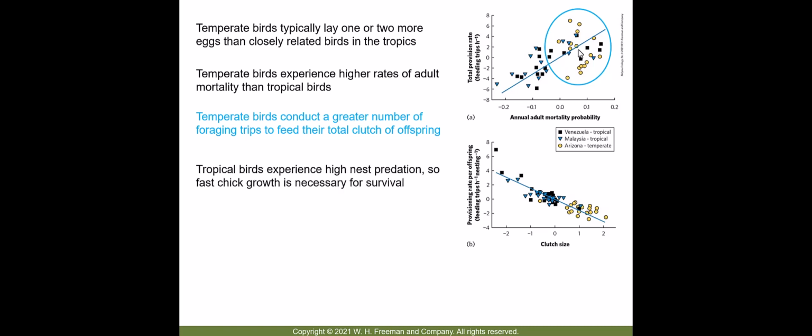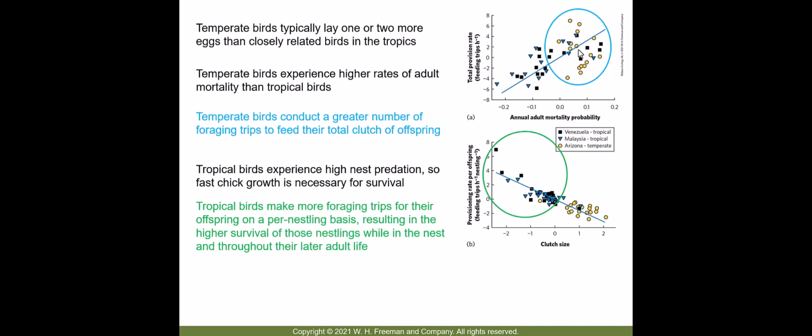We also know that tropical birds experience high nest predation. So if you have a lot of nest predators, then there is a high priority to get your chicks fed a lot so that they grow fast. That will increase their chance for survival. So what we're seeing on the bottom graph is the tropical bird species make more foraging trips per chick.